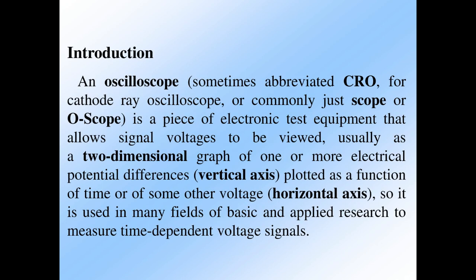Introduction. An oscilloscope, sometimes abbreviated CRO, for cathode ray oscilloscope, or commonly just scope or oscope, is a piece of electronic test equipment that allows signal voltages to be viewed, usually as a two-dimensional graph of one or more electrical potential differences, vertical axis, plotted as a function of time or of some other voltage, horizontal axis. It is used in many fields of basic and applied research to measure time-dependent voltage signals.